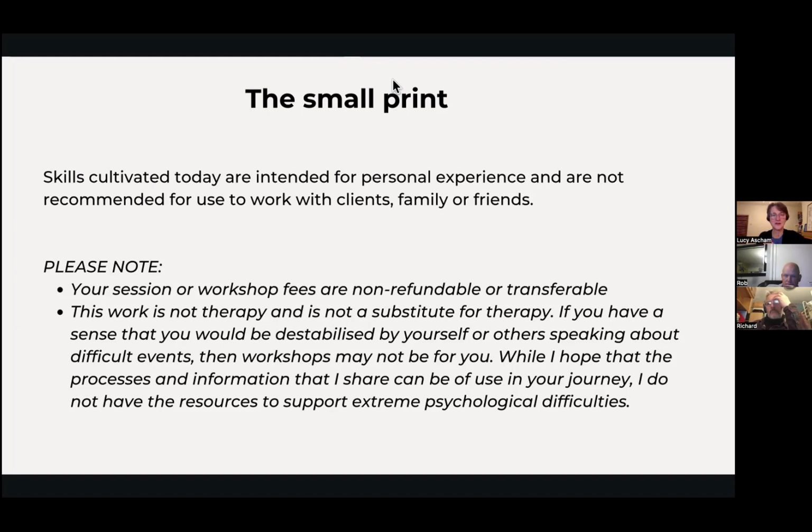It's not classed as therapy. It's not a substitute for counselling. Sometimes when people are quite off balance, this work may not be suitable. Sometimes people do come with their counsellor. That might be helpful, so they look at something in the round and then can go and do some more talking therapy around that afterwards.